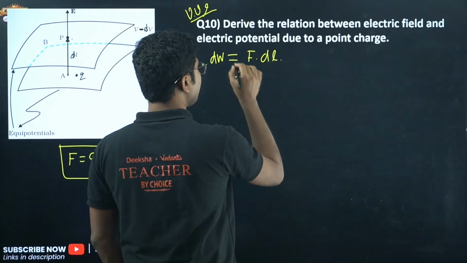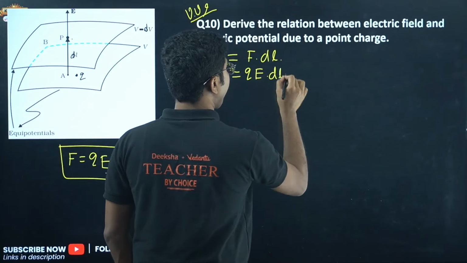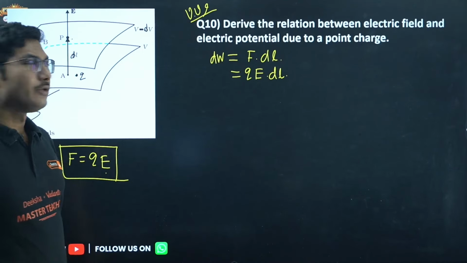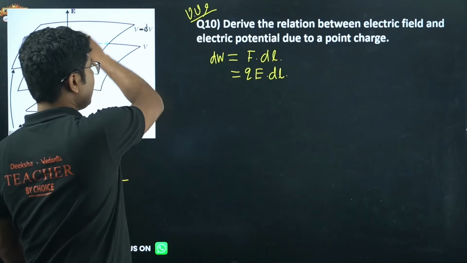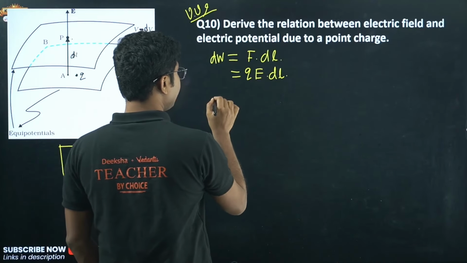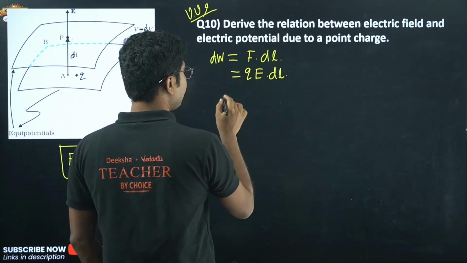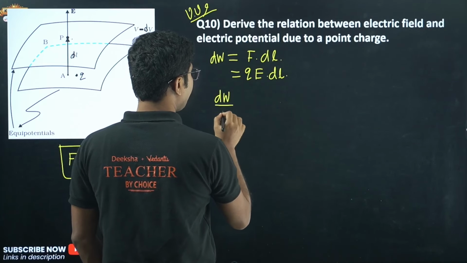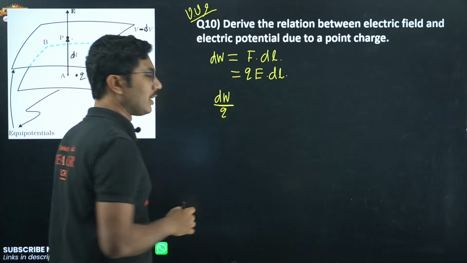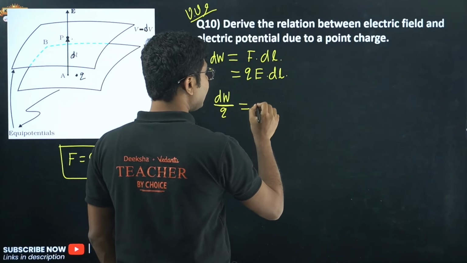So that means if we put it over here, we will get Q into E into dl. Okay, so Q into E into dl is the small work done to move this charge from here to here. So what is the change in potential? We know that this small work done divided by charge will be given by the change in potential.